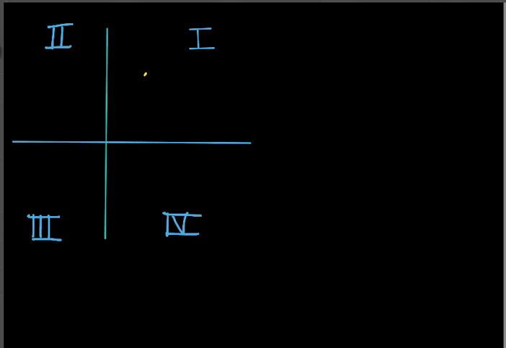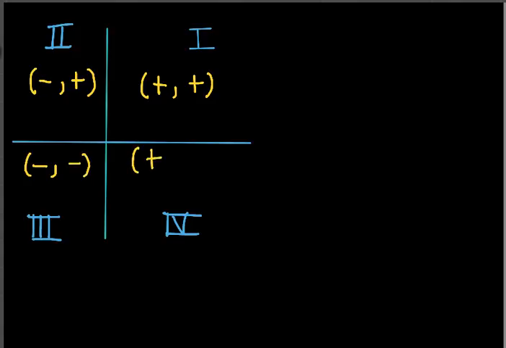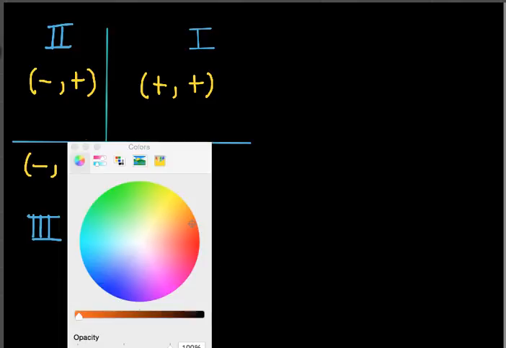So first of all, what do I know about x values in quadrant 1? They are positive, right? So are y values. That's why we're in quadrant 1. In quadrant 2, x values are negative and y values are positive. Quadrant 3, of course, they are both negative. And then in quadrant 4, we have positive values for x and negative values for y. So let's look at what happens here in quadrants 1, 2, 3, and 4.